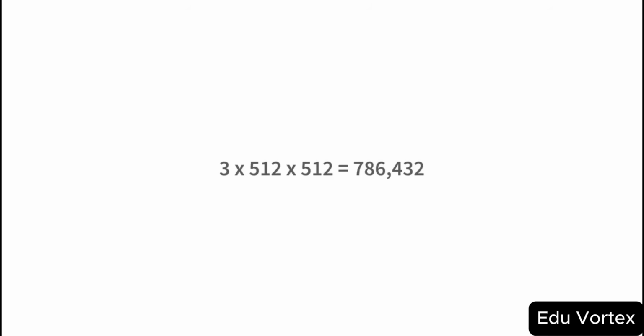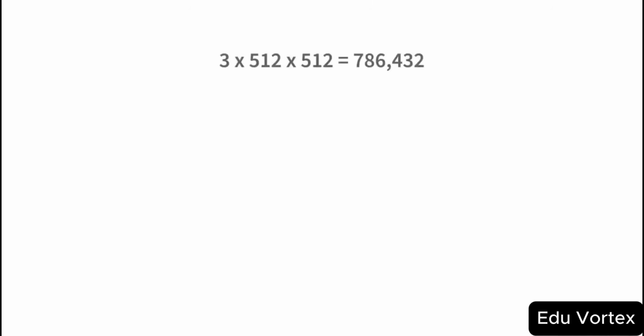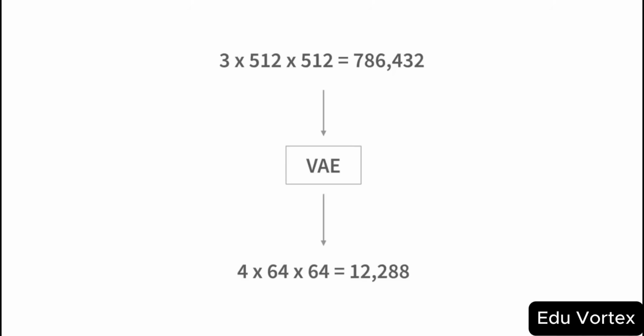So a color 512 by 512 pixel image would have a total of 786,432 values. With the variational autoencoder, or VAE, each dimension gets reduced by a factor of 8, so 512 becomes 64. This means we're now only working with 4 times 64 times 64, which is 12,288 values. Let's confirm this in code.